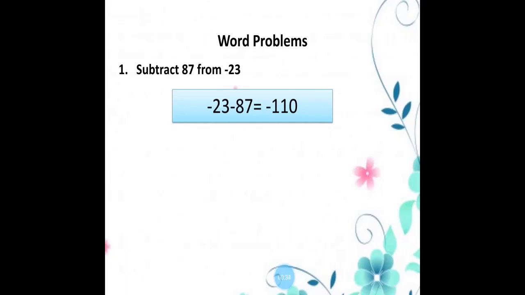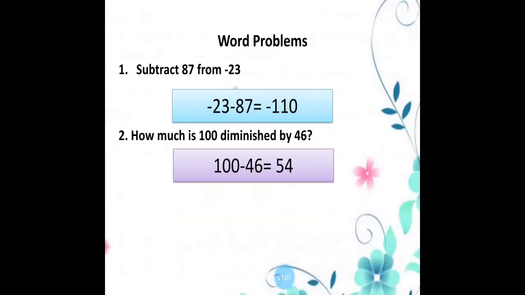So, you are wondering why negative 23 comes first before 87. That is because of the statement. Is that clear? Okay, next, number 2. How much is 100 diminished by 46? We have here the word diminished. And if that is the word, so the operation must be subtraction. Clear? So, that would be 100 minus 46.